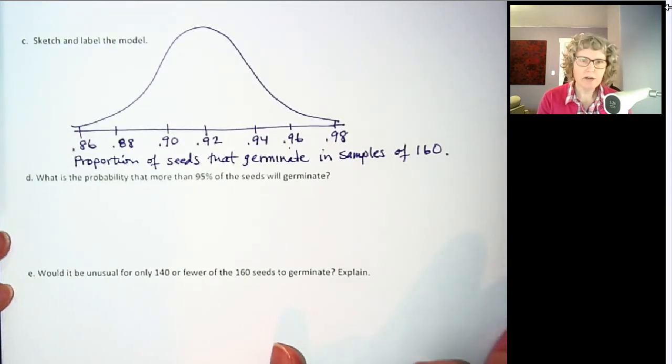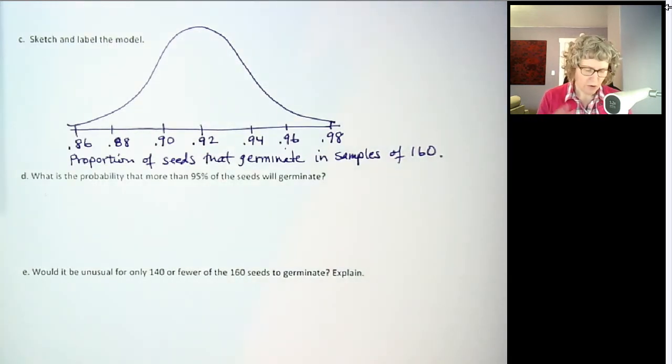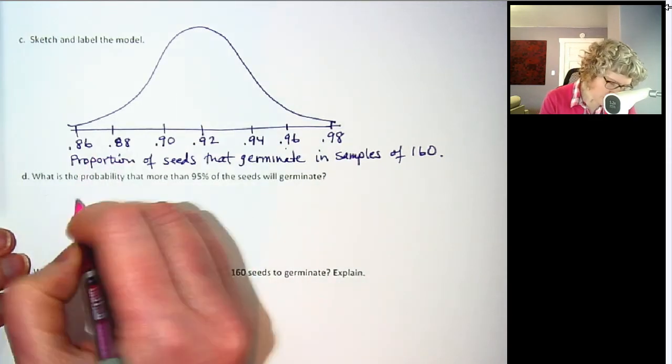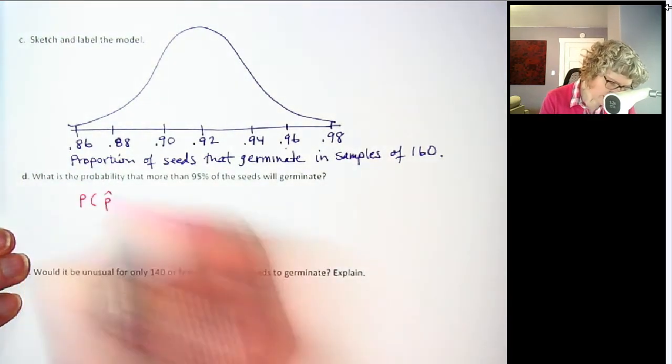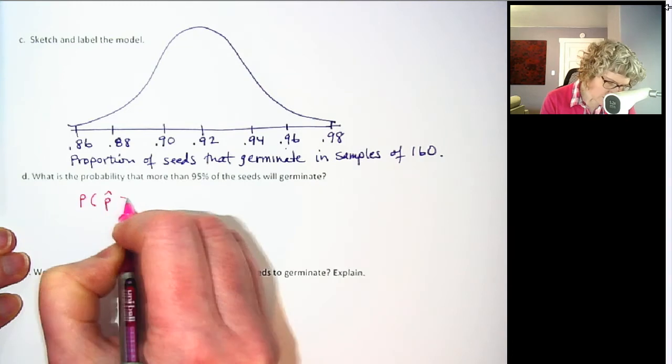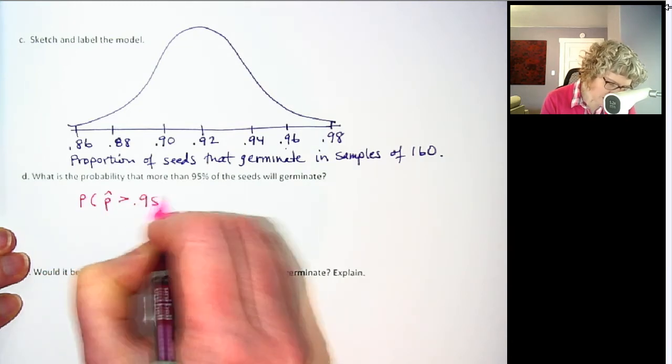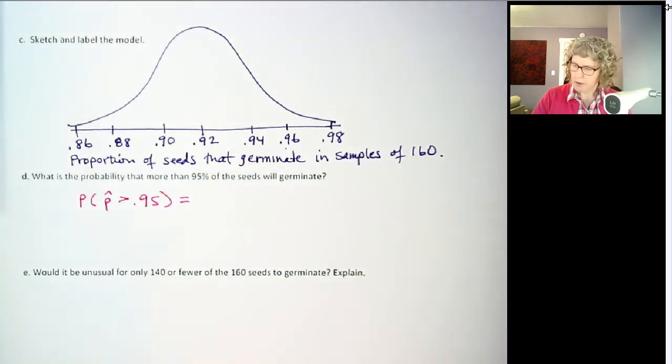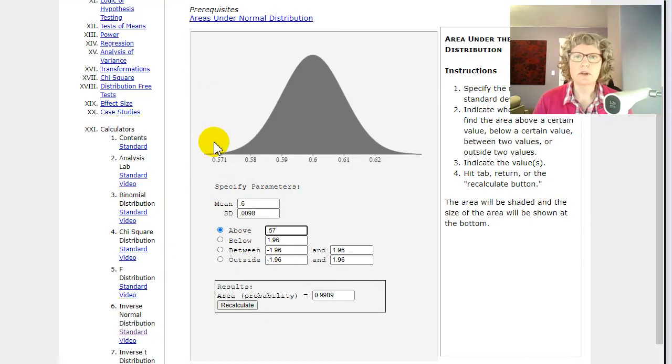Okay, so now we can find our probability. So once you do a couple of these, they're all the same, so you'll have no problem once you get a few under your belt. So the probability that p hat is, what's the probability that more than 95% of the seeds will germinate? P hat greater than 0.95 equals, and now we go to online stat book. Oops, wrong one. Too many windows as usual. So our mean is 0.92. Our standard deviation is 0.0214.